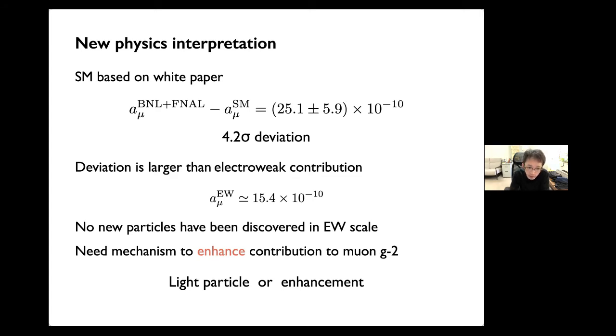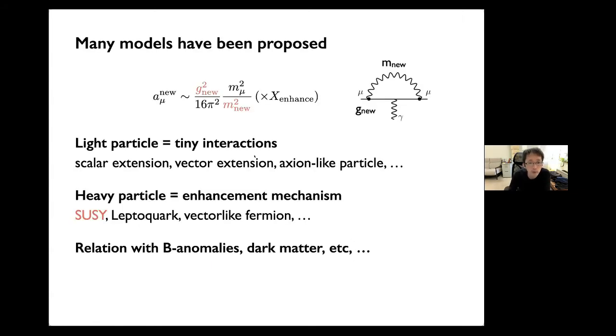So if this deviation is indeed a signal of new physics, we naively expect the new physics exists at the electroweak scale. But as you know, we haven't observed such a particle. No new particle has been observed at the electroweak scale. So in order to explain the deviation by using new physics, we have to consider some mechanism to enhance the contribution to the muon g minus 2. So there are two possibilities, with a light particle as an enhancement. The new physics contribution is naively represented right here. This is a one loop contribution, so there is a one loop factor, proportional to the coupling squared, and the mass is scaled by the mass ratio squared. And depending on the model, there is an enhancement factor.